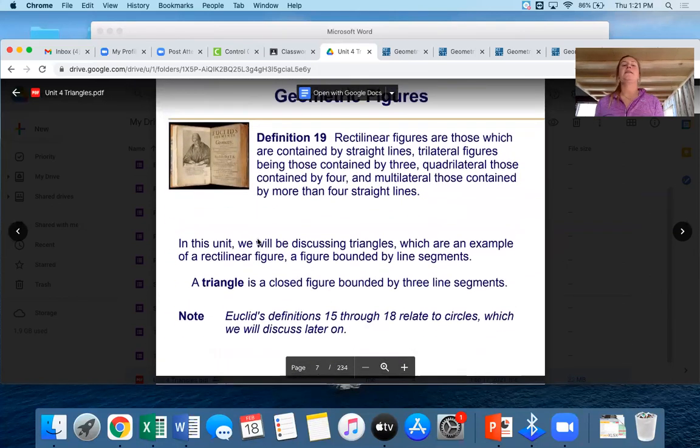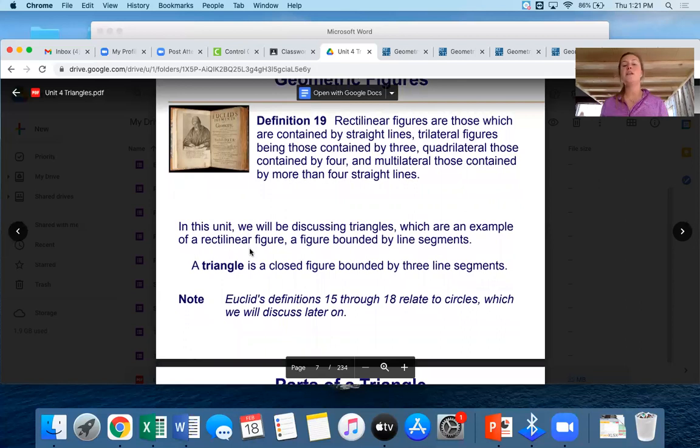So definition 19, rectilinear figures are those which are contained by straight lines. Trilateral figures being those contained by 3, quadrilateral, those contained by 4, and multilateral are those contained by more than 4 straight lines. In this unit, we'll be discussing triangles, which are an example of a rectilinear figure, a figure bounded by line segments. So this is when we start to look at actual triangles. And a triangle is a closed figure bounded by 3 line segments. So Euclid's definitions 15 all the way through 18, which we just talked about, relate to circles, which we'll talk about later.